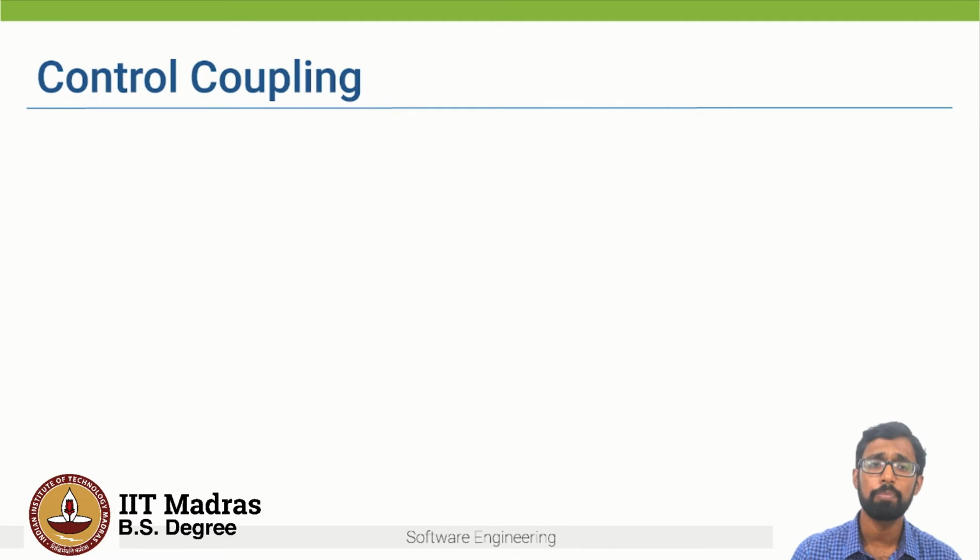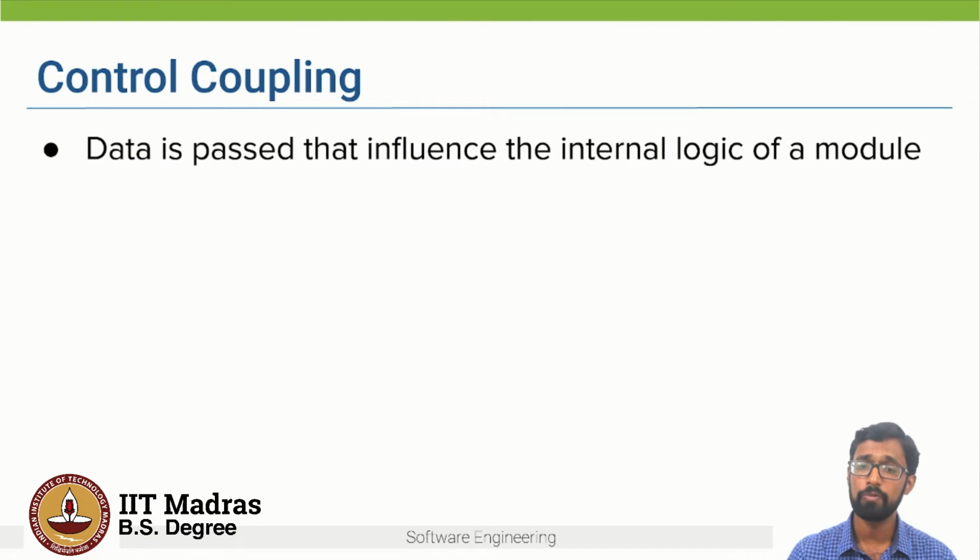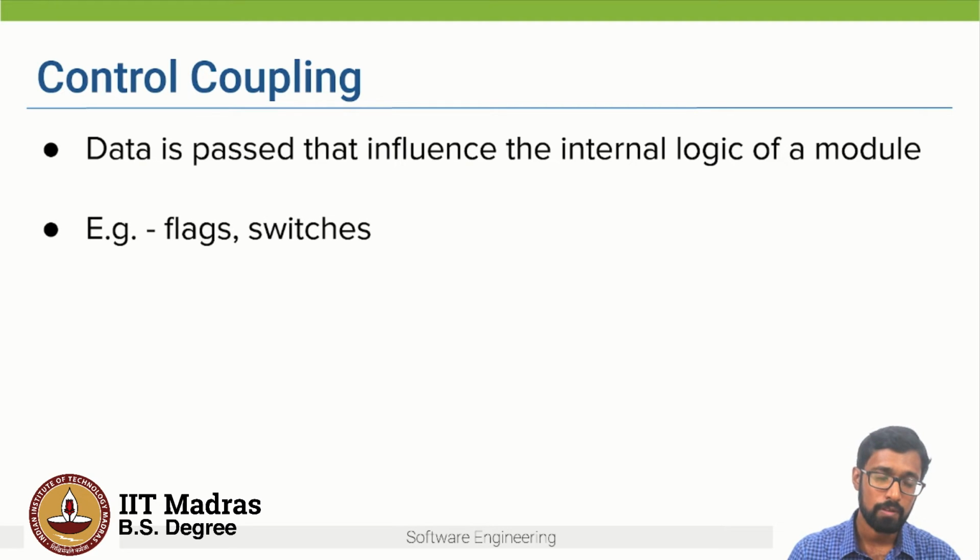The next type of coupling is known as control coupling, right? Control coupling occurs between modules when data is passed and this data influences the internal logic of a module. Examples of these are flags and switches. So what does this mean? Let's take the previous example itself.